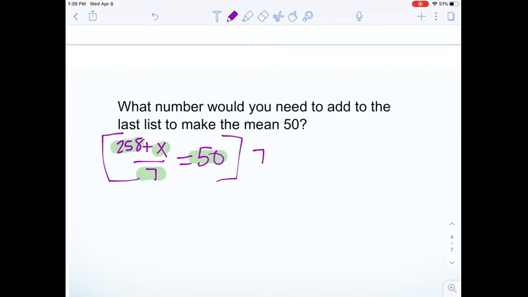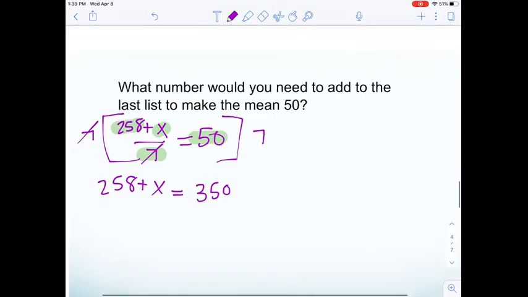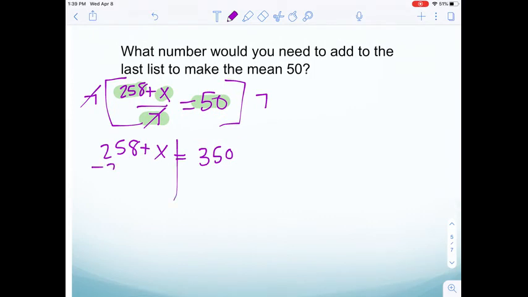Multiply both sides by 7, because I want to get x by itself. Those 7's cancel, and 50 times 7 is 350. Since those cancel, I'm left with 258 plus x equals 350. To solve for x now, I'm going to subtract 258 from both sides, and I'm left with x equals 92. So I would have to add in 92 to get a mean of 50.